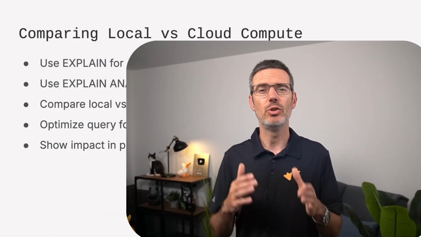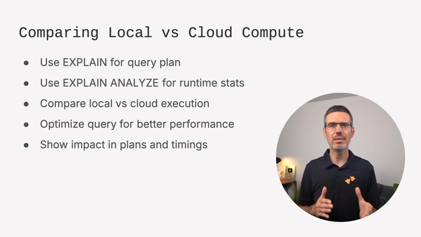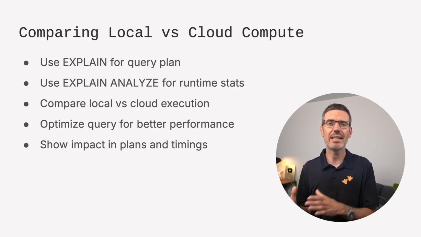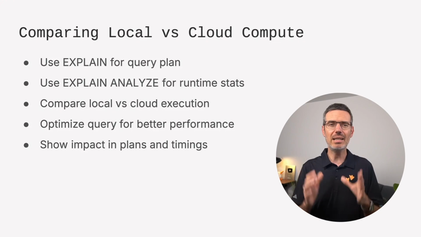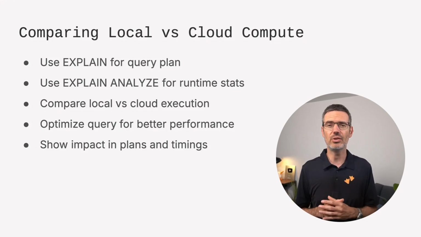In this lesson, we'll look under the hood of our queries and see how execution differs between running locally in DuckDB and in the cloud with MotherDuck. We'll start with a simple query counting complaints per year. Using explain, DuckDB shows us the plan: first scanning the table, then calculating the year, grouping and counting, and finally sorting the results. When we switch to explain analyze, DuckDB actually runs the query and gives us runtime stats. We can see how many rows flow through each step and how much time each operator takes.